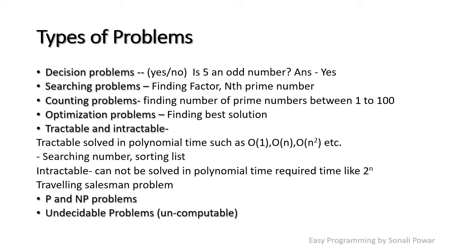Next one is the undecidable problems or uncomputable problems. An undecidable problem is a problem that cannot be solved using a computer. If I try to solve that problem, sometimes it will give me an incorrect answer, or sometimes maybe it will go into a loop, infinite looping, meaning it will not give me the answer.